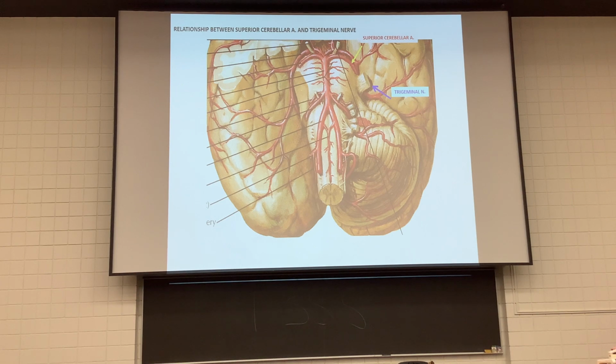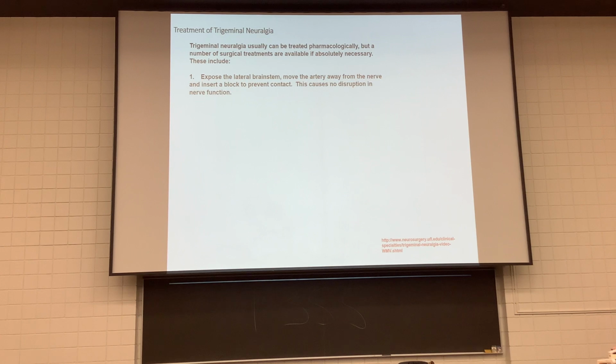So now, what do we do? How do we fix this? Well, one of the newest ways to do this, you have to go in, it's brain surgery, and they will identify the artery, and they literally put a little pad between the artery and the nerve to keep it from directly contacting it.